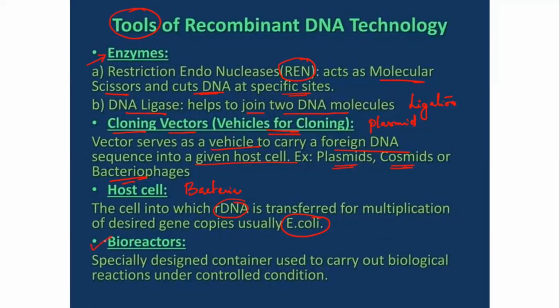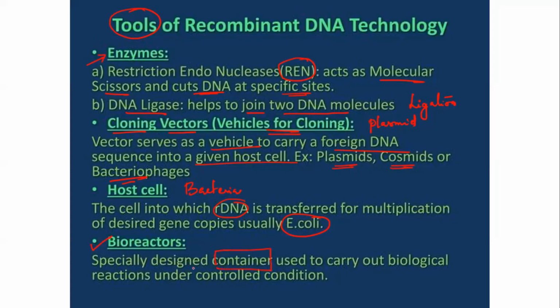Finally, we need a bioreactor. That means, for example, if we want to produce insulin in a larger quantity, we require instrumentation. For that, we can culture the bacteria and enhance their growth, multiplication, and the expression of the genes, so that we can produce more and more insulin. For example, I'm considering insulin production. So, a specially designed container, actually what are bioreactors?